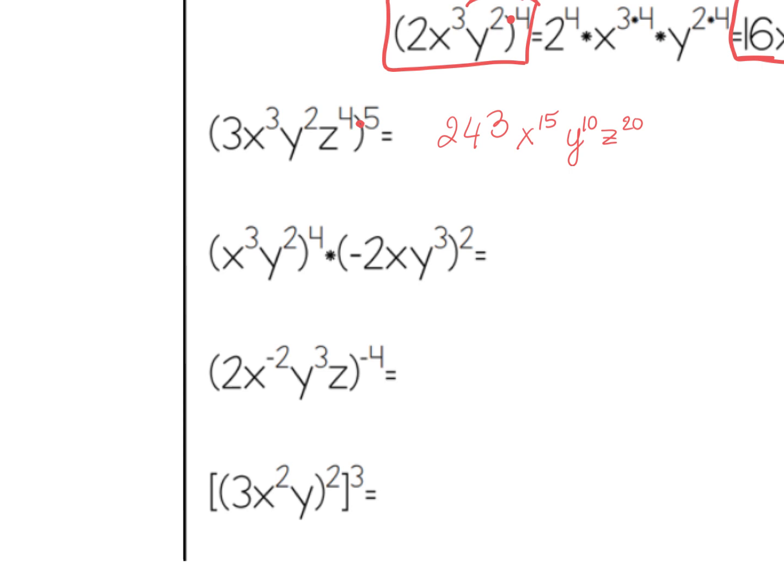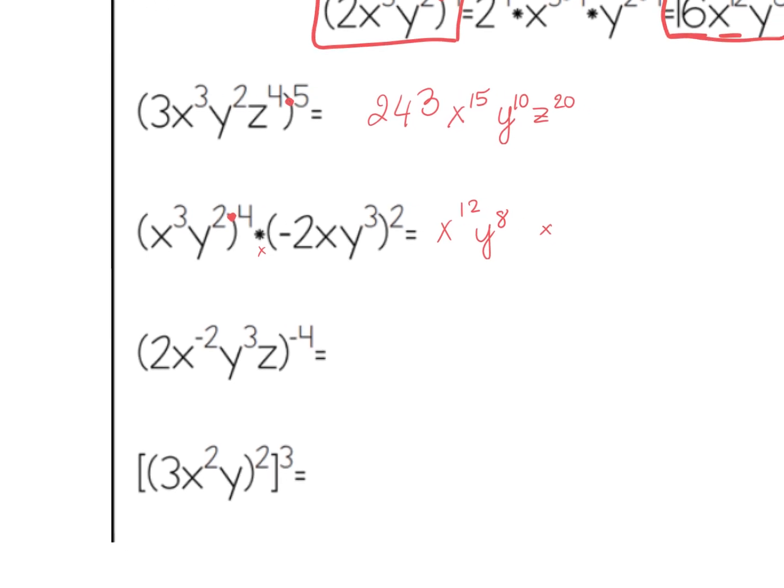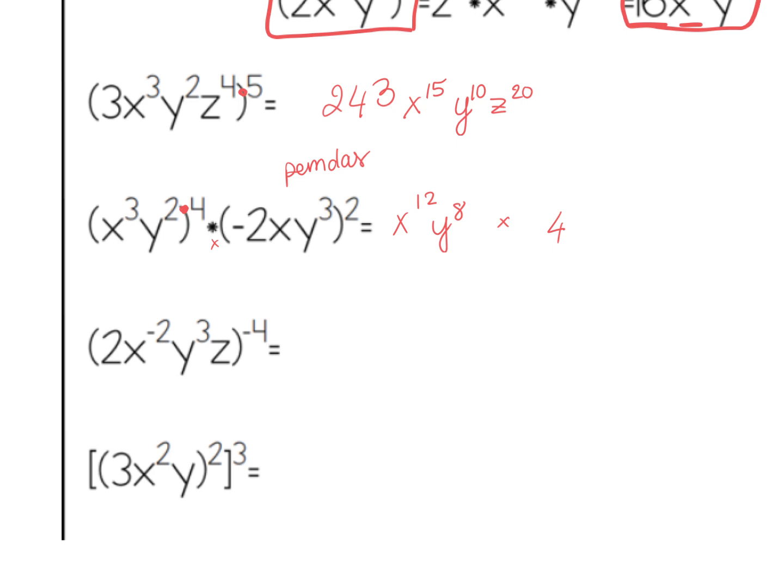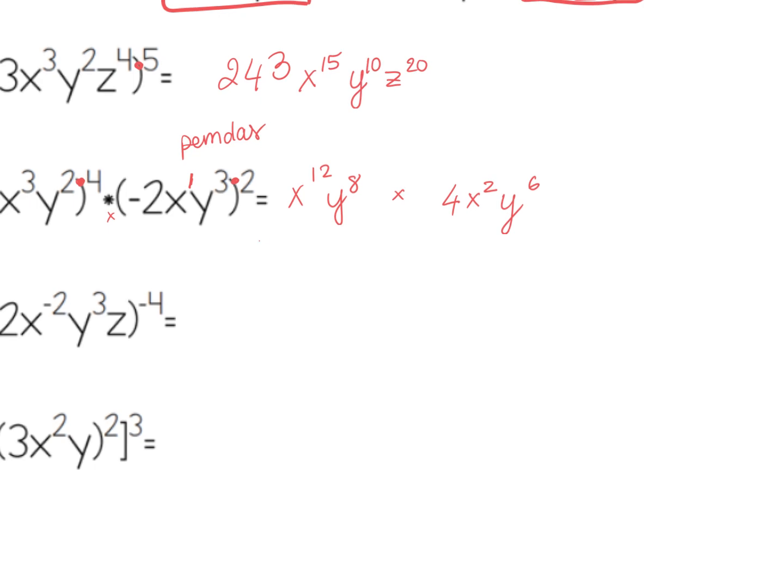All right, next one. X to the power of 3 to the power of 4. So I have x to the power of 12. And then y to the power of 8. This one means multiplication, so I'm going to multiply in a second. Remember PEMDAS? You take care of the exponent first before you multiply. So negative 2 to the power of 2, I have 4. X to the power of 1 times 2 will be x to the power of 2, y to the power of 6. And then now I multiply them.